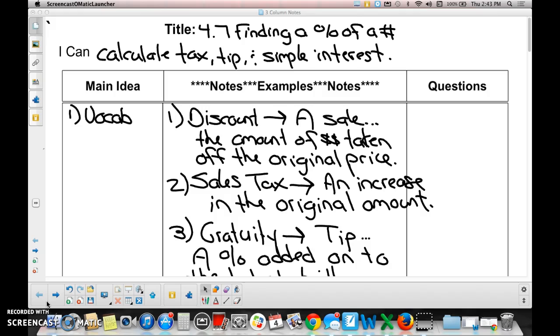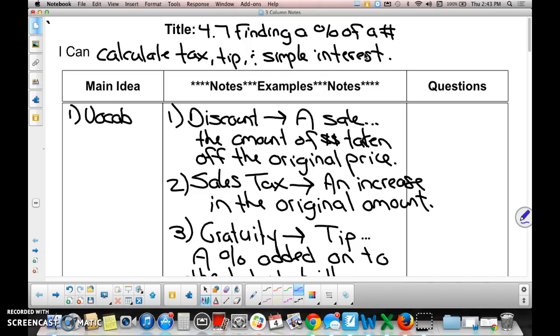We are finding percent of a number, and what is our I can statement, Aiden? I can calculate tax, tip, and simple interest. We did not do simple interest, and we will not do simple interest. We cut that out, right?